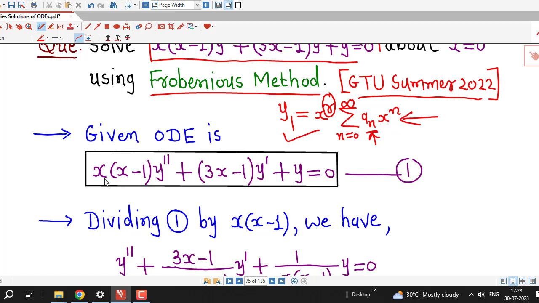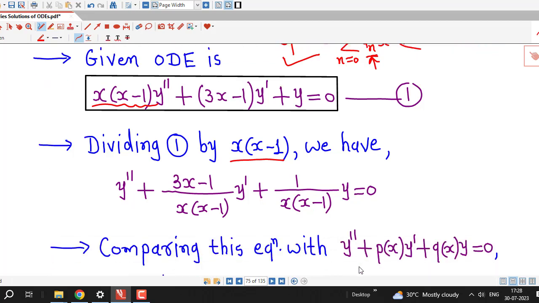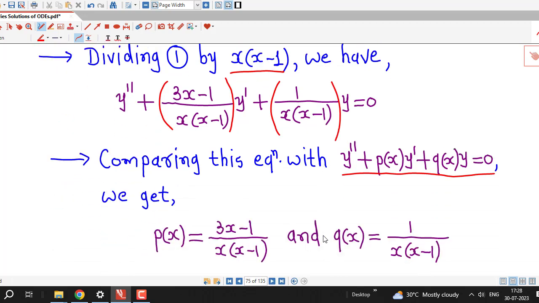It is not in standard form. Standard form means the coefficient of y double dash must be 1. Therefore we have divided this equation by x times (x minus 1), and we have this standard form. If we compare this equation with y double dash plus p(x) y dash plus q(x) y equal to 0, then this is the value of p(x), (3x minus 1) over x into (x minus 1), and this is q(x). So that I have written here.